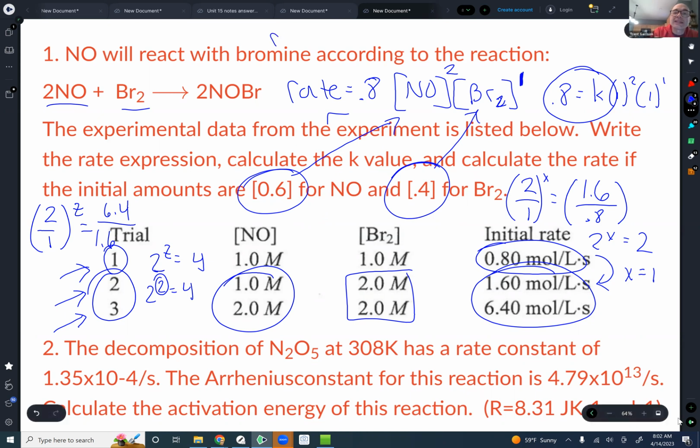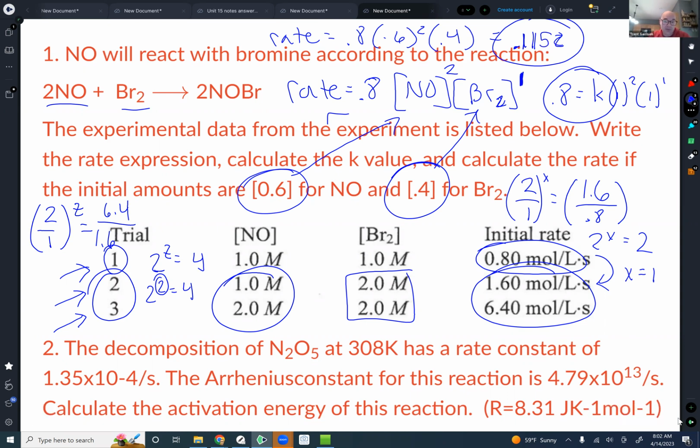So my rate is equal to 0.8 times 0.6 squared times 0.4. So let's plug that into a calculator. 0.6 squared times 0.4 times 0.8. And my rate is going to be equal to 0.1152. That is my new rate. So this is the final answer that we are looking for on number 1.